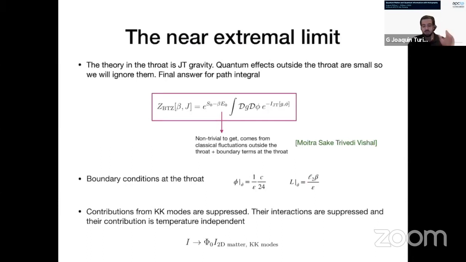Then the contributions from KK modes are suppressed, and also their interactions are suppressed. And one quick way to see it is that the matter action, when you dimensionally reduce, everything gets multiplied by phi naught, which is the volume of the transverse space. And when you canonically normalize fields in the correct way, basically all the interactions will come suppressed by factors of phi naught. Or in other words, maybe this counts the loops from matter interactions, and this is very large, so you can ignore them.